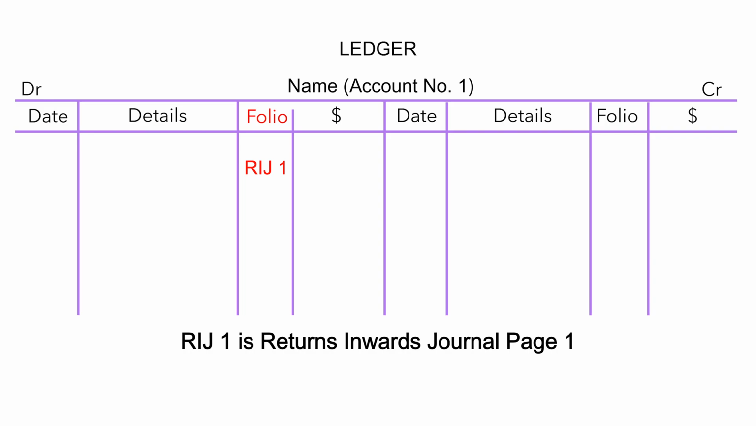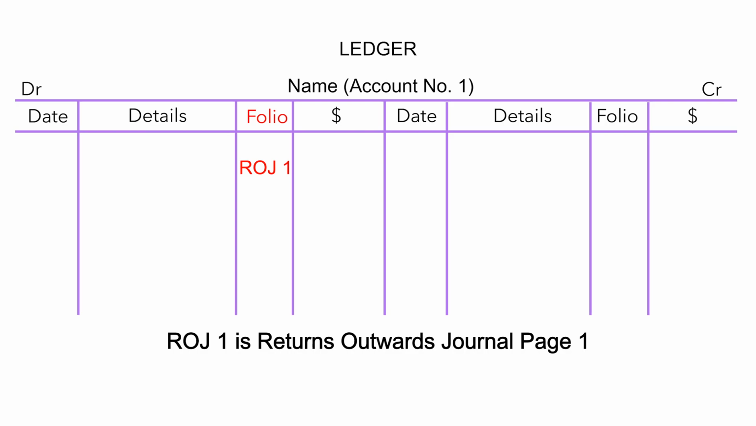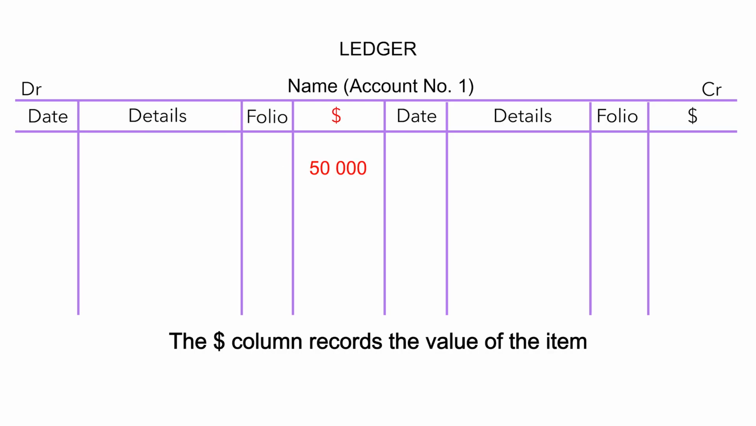RIJ1 is Returns Inwards Journal page 1. ROJ1 is Returns Outwards Journal page 1. The dollar column records the value of the item.